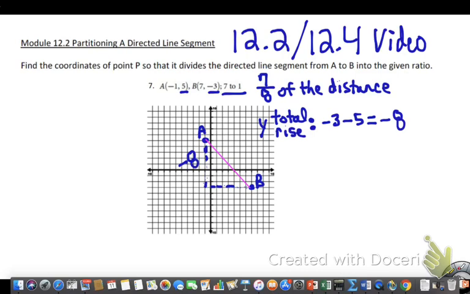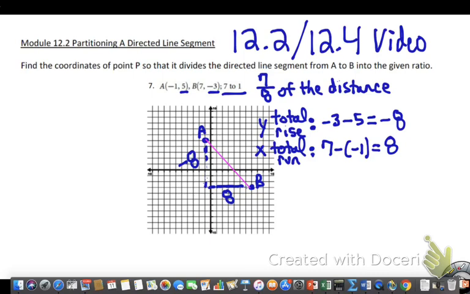And see if that really makes sense, that you would go down -8, and that the sign seems correct. And now we're going to figure out the total run. So that's the X value. So total run, and that's going to be subtracting the X's. So that would be 7 minus a -1, and that would be 8. And doesn't that seem reasonable that you're moving in the positive direction? So that would be 8.